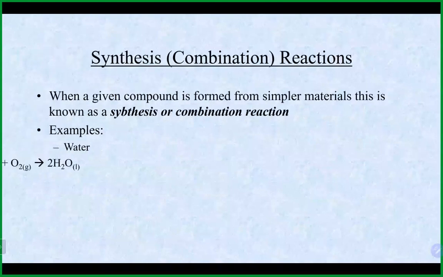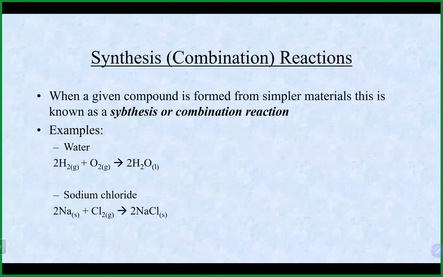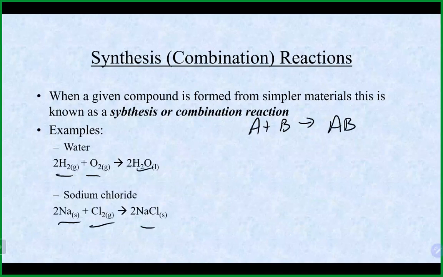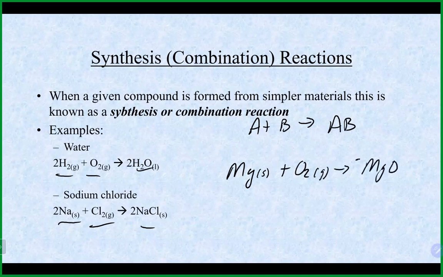Last couple of classifications of reactions is a synthesis or combination reaction. Basically you take two things and put them together, hence the name combination. So hydrogen gas and oxygen gas make water, two things make one. Sodium and chlorine make sodium chloride. Magnesium plus oxygen, like we did there, makes a little magnesium oxide. Two things make one thing, right? That is a synthesis or combination reaction.